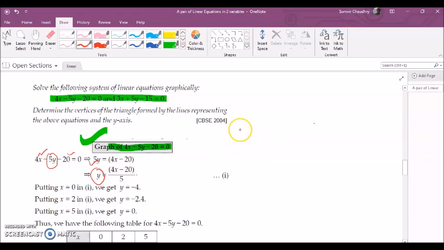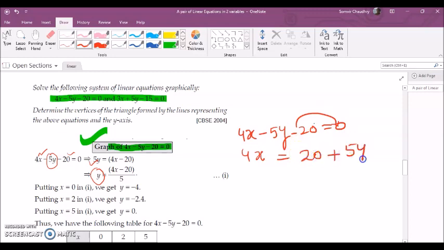You can see here we can also keep x on the left hand side. How? This is our 4x minus 5y minus 20 is equal to 0. We can do like this also. We can keep 4x here, and the rest goes on the right hand side, so plus 20, and this is plus 5y. If we keep x only here, then this 4 will be in the denominator, like this: 20 plus 5y upon 4. So we can do it this way also.